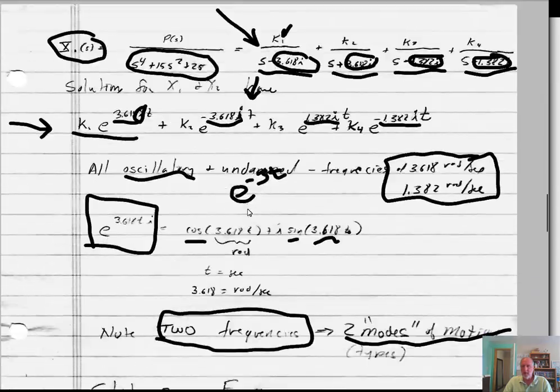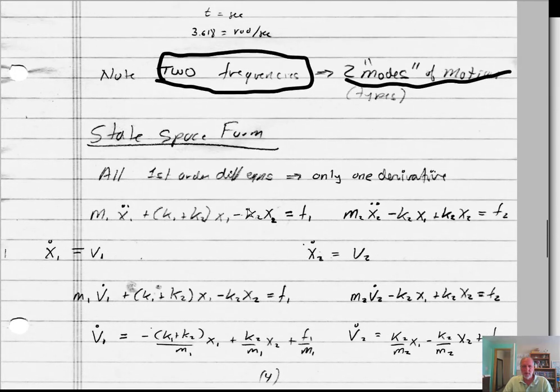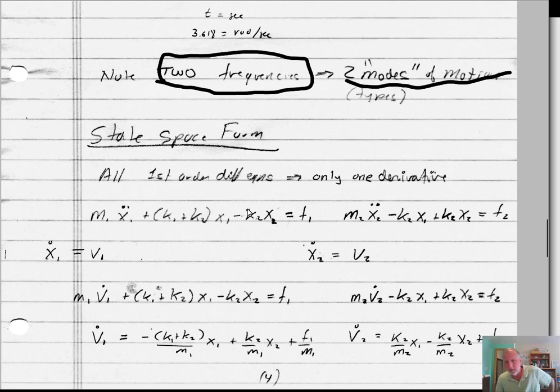This is important because an aircraft with 3 or 6 degrees of freedom will have 3 modes of motion or 6 modes of motion that we have to deal with.